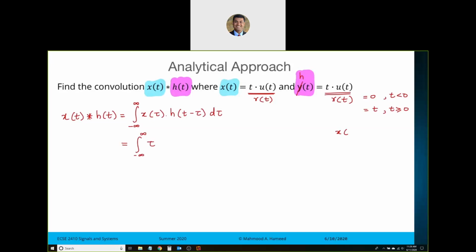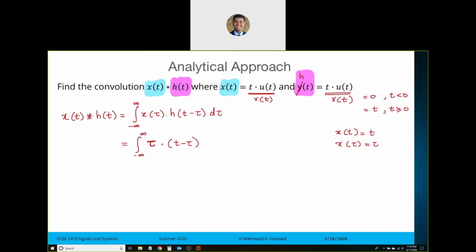x of t is t. So x of tau should be tau. We will adjust the limits of the integration later on. But right now I'm just substituting for x of tau here. Next, I have h of t minus tau. h of t minus tau would be t minus tau.